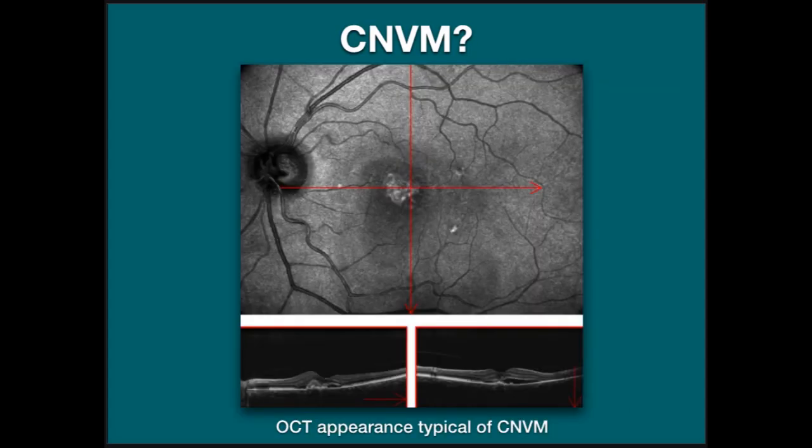So this is his SLO image. It's got the typical appearance of choroidal neovascular membrane, that hyperreflectance area. When you look in cross-section, you can see the sub-RPE and subretinal fluid and the hyper-intense signal typical of a choroidal neovascular membrane. So to me, I was fairly certain that that was a choroidal neovascular membrane.